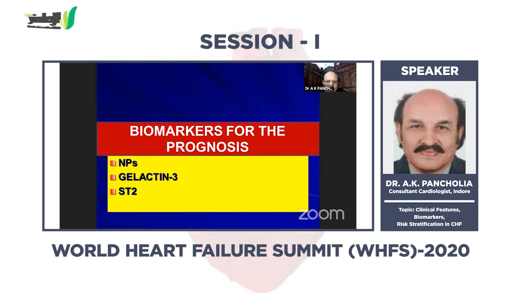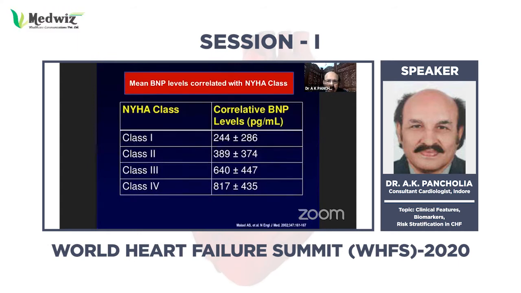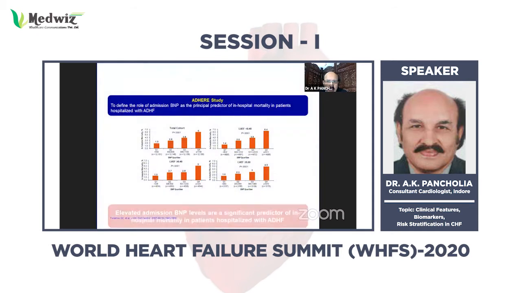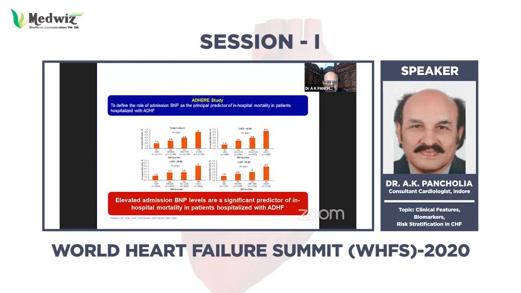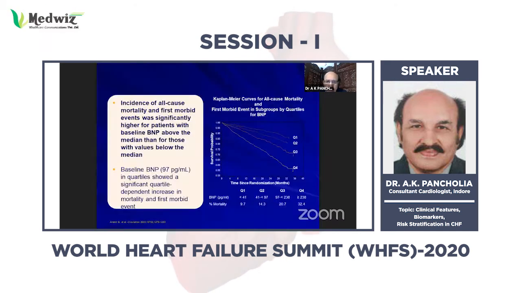Now coming to the biomarkers for the prognosis, there are NT-proBNP, Galectin, and ST2. Mean BNP levels are very well correlated with the NYHA class. And this is the other study which clearly showed that elevated admission BNP levels are a significant predictor of in-hospital mortality in patients hospitalized with acute decompensated heart failure.